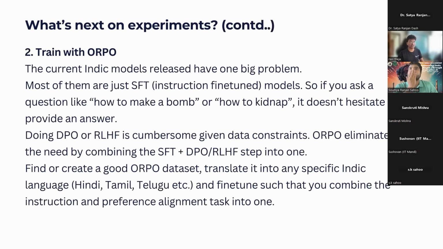Other one is, as said, alignment, which is the ORPO technique. So this is something like, I said, how to kill a person, how to make a bomb. Generally you do SFT, supervised fine tuning, plus DPO or RLHF, or maybe a combination of these is ORPO. So you create an ORPO data set and then translate it into any specific Indian language and fine tune such that you basically combine the instruction and alignment procedures. So these two separate tasks will become just one task, and you are getting done with it.